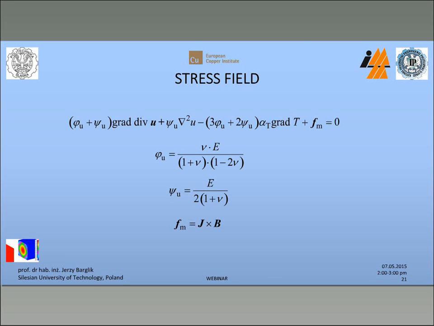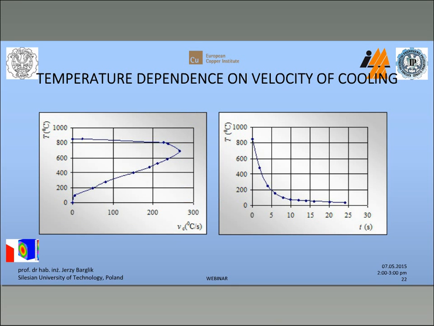And the stress field is written by the equation shown here. So here is the Young modulus and viscosity coefficient, and of course here is added the volumetric magnetic force, whose volumetric density is a vector product of current density and induction flux density. And very important is the temperature dependence on velocity during cooling.